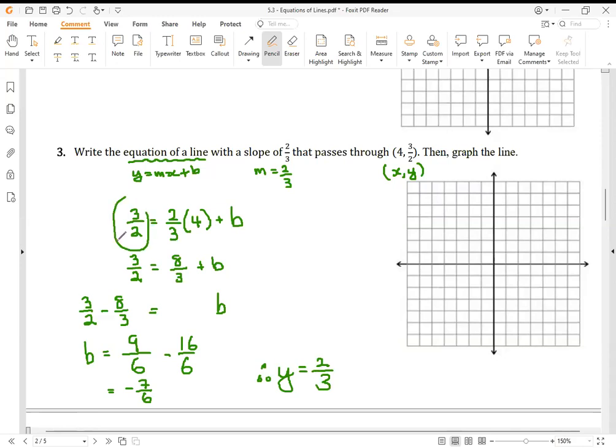Therefore, my equation is y equals 2/3 x minus 7/6. Please don't get it confused. It's not that. It's this.